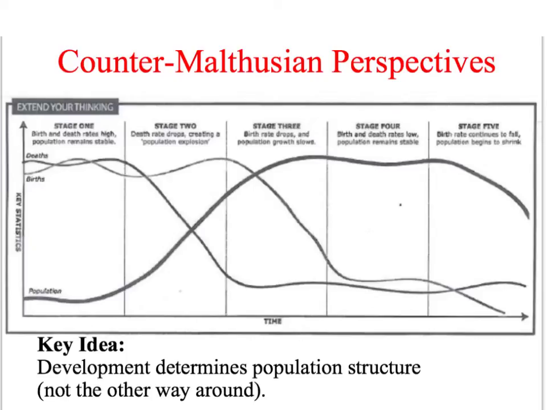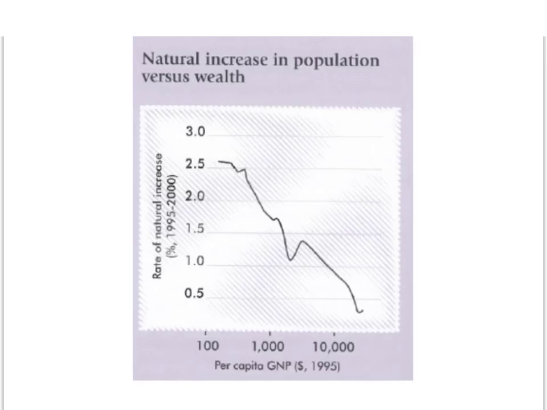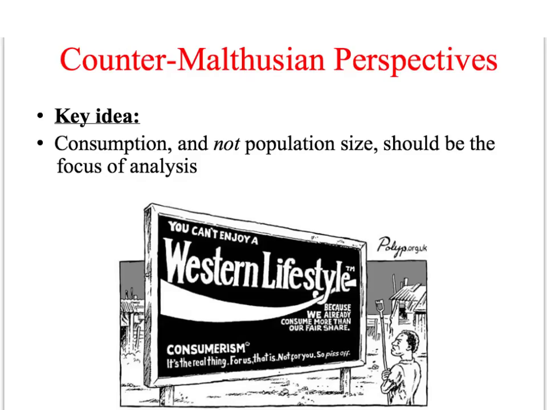And therefore this model turns Malthus's approach upside down. Rather than seeing poverty and lack of development as the consequences of high population growth, it sees them as the causes. In other words, a high birth rate might be a response to poverty, not its underlying cause. And we can see in this graph that as countries become wealthier, the rate of population increase declines.